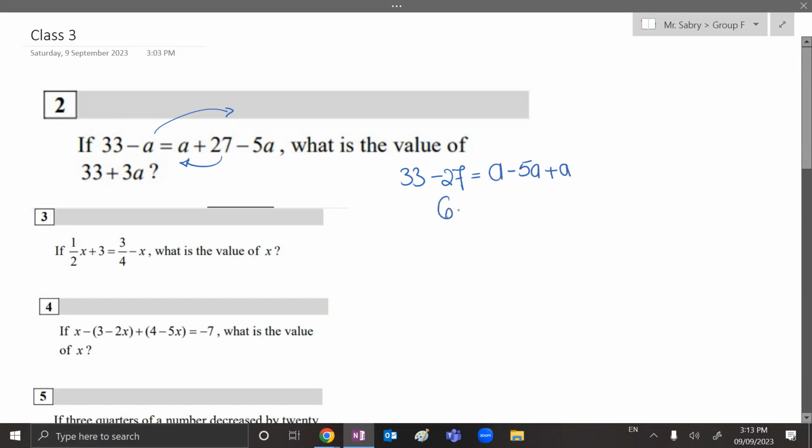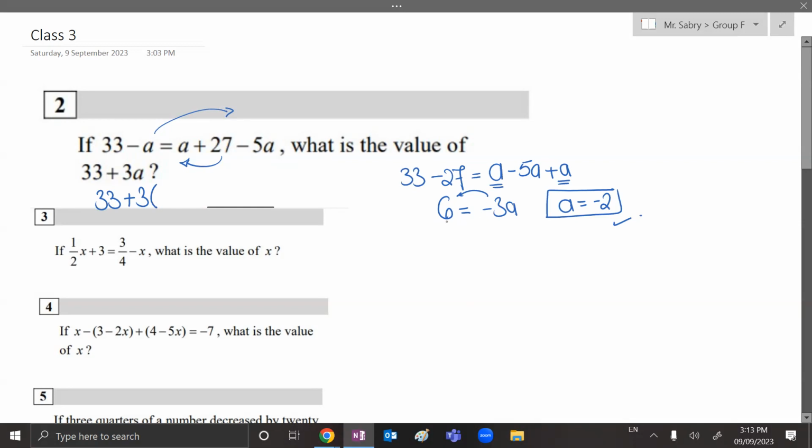33 minus 27 is 6. Then A plus A gives 2A, and minus 5A makes minus 3A. Then negative 3 goes to the other side, so the A would be equal to negative 2. So I have A equals negative 2. The question asks for the value of 33 plus 3A.